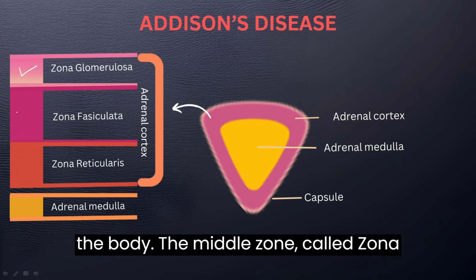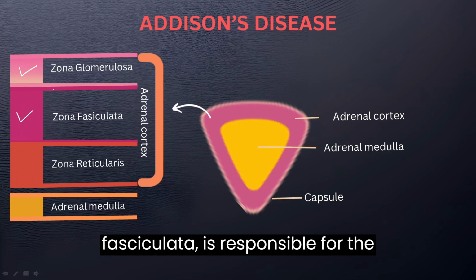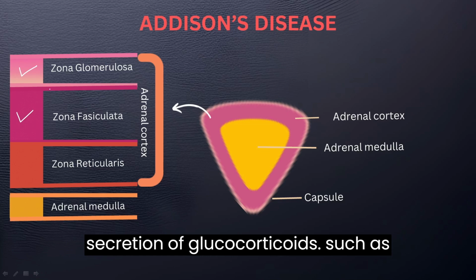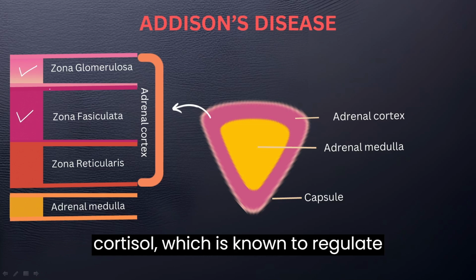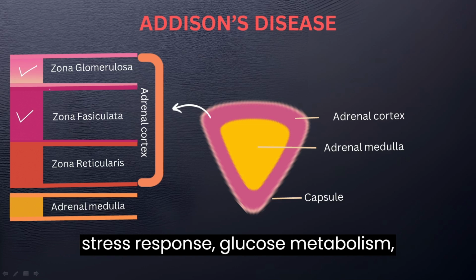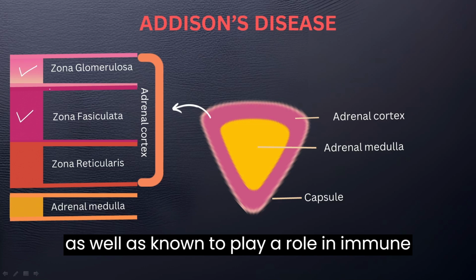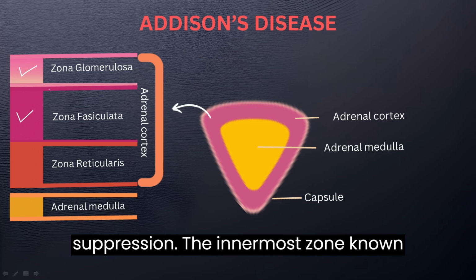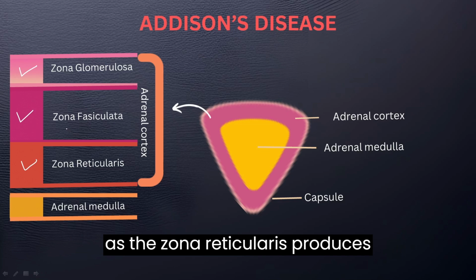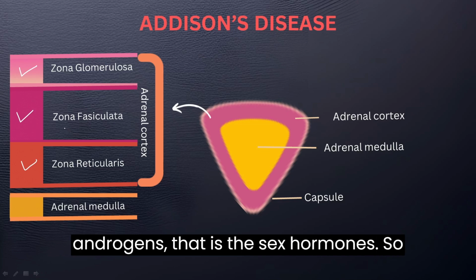The middle zone, called zona fasciculata, is responsible for the secretion of glucocorticoids such as cortisol, which is known to regulate stress response, glucose metabolism, as well as to play a role in immune suppression. The innermost zone, known as the zona reticularis, produces androgens, that is, the sex hormones.